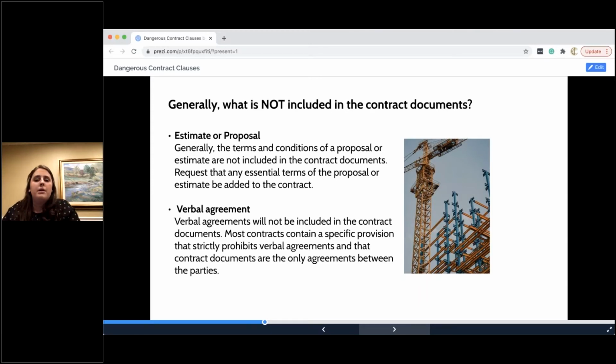The other thing that's never going to be included in your contract documents is verbal agreements, things that are not in writing. Most contracts specifically state verbal agreements will not be allowed to modify a contract. The contract itself would be the only agreement, and that's why change orders are so important, because a lot of these contracts have a term in them that says there's no modifications to this unless it's in writing and signed by both parties. And that's what a change order is. It's essentially a modification of your contract that is in writing and should be signed by both parties.